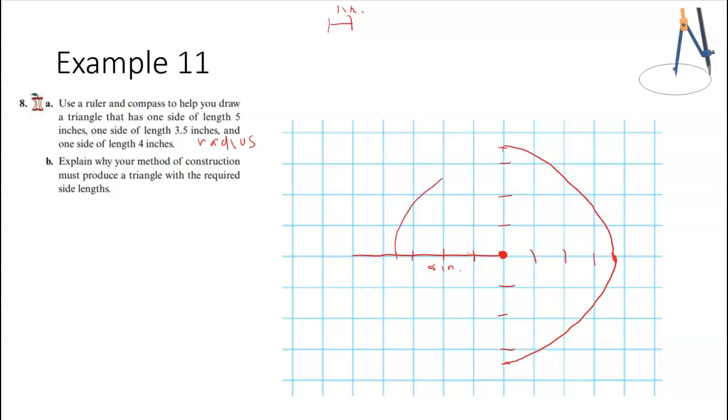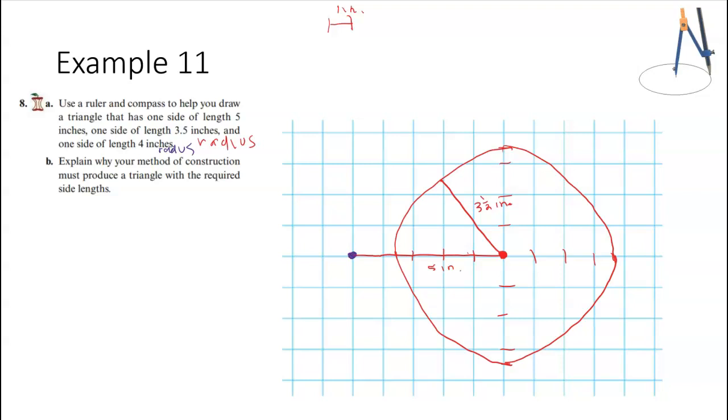Anything on this circle here that connects to this is going to be 3.5 inches. So I'm almost there, right? So now let's build 4 inches. So I'm going to make another radius that's 4 inches, but I'll do it over here. I'll make this the center that's 4.